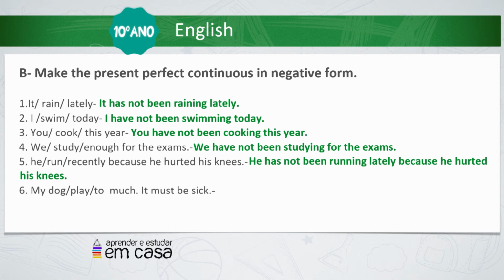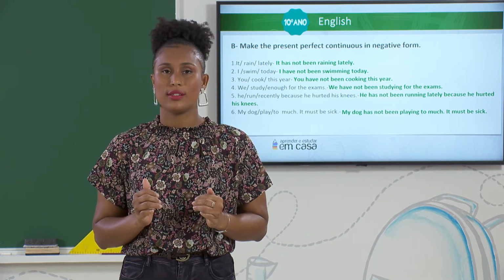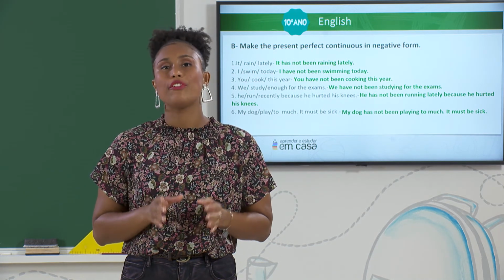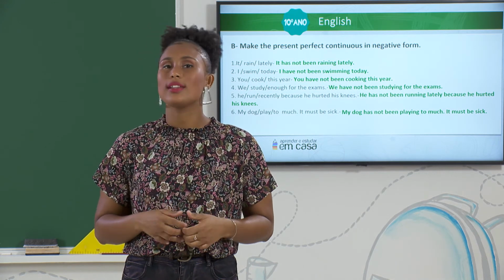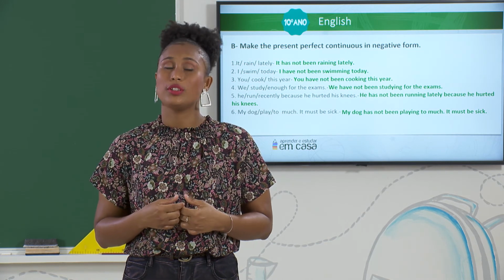6. My dog played too much, it must be sick. My dog has not been playing too much, it must be sick. Has because we have my dog. My dog is an it. That's why we did it with has and not have. Third person singular. Easy, right, students? Very, very easy. If you follow the form of the present perfect continuous, you will see that it's very easy for you to write your own sentences. I'm very happy that you did this right.